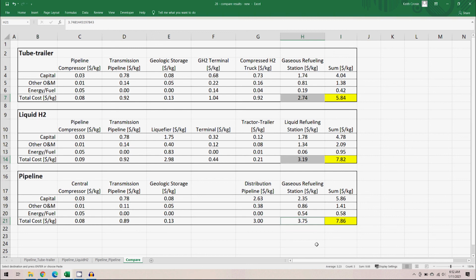I've left some questions unanswered in this video, like why the terminal cost is higher in the tube trailer scenario than the liquid hydrogen scenario, and what is contributing to the differences in the costs for the refueling station across the scenarios. You can dig into the formulas and the results if you want to explore these finer scale questions, but I'm going to leave it there for this video.